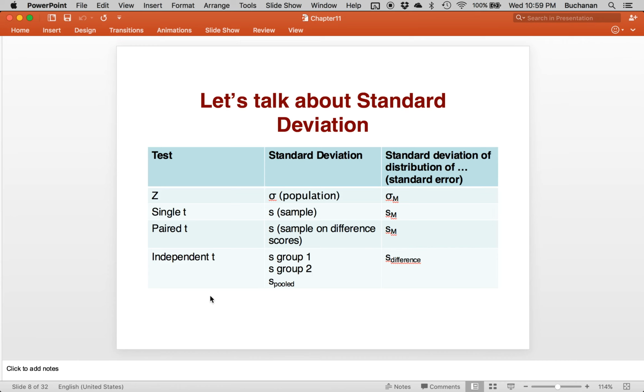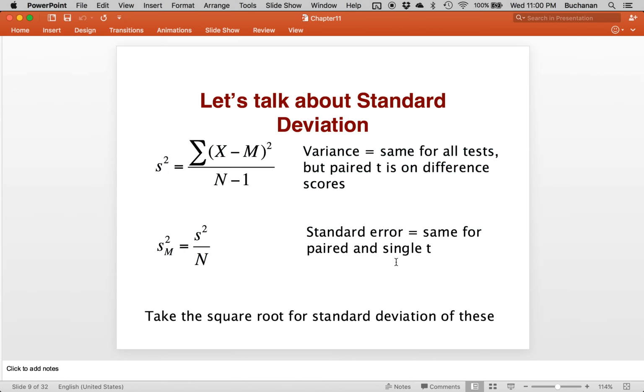When we get to independent t, it all goes to hell in a handbasket. What we have is 2 individual standard deviations. So with 2 separate standard deviations, I have to figure out some way to make that one score, because a t-test still only has one denominator. Okay, so we're going to talk about S pooled and S difference here. So let's talk about that a little more.